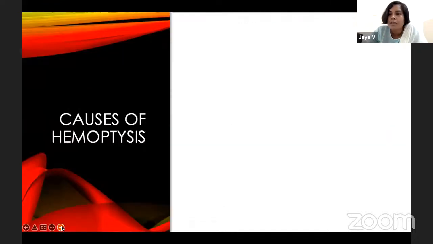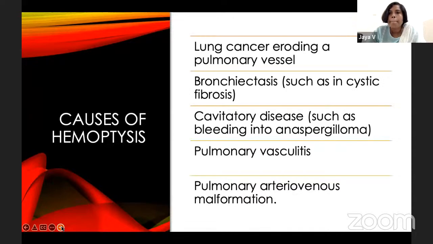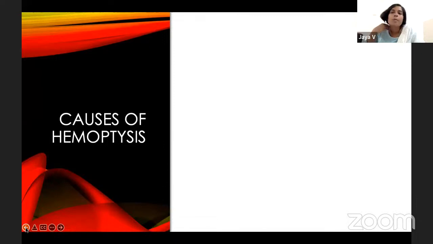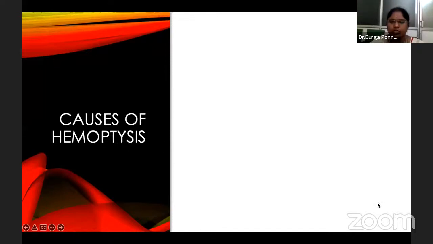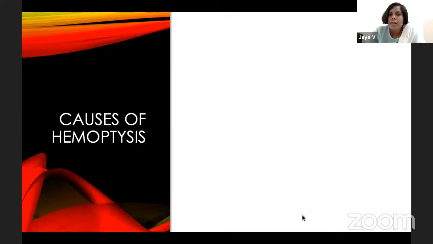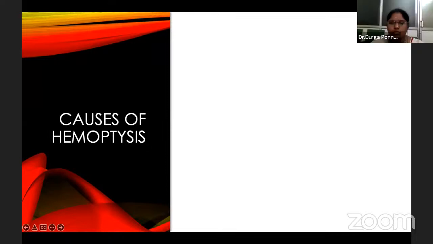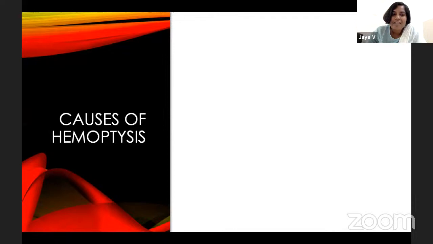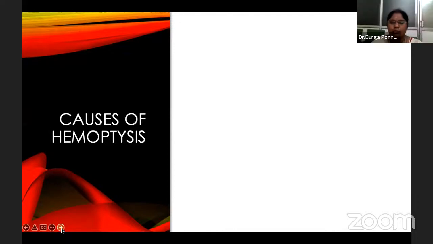Correct. So what are the causes of hemoptysis? Causes of hemoptysis include lung cancer, pulmonary AV fistula, cavitary lesion, suppurative lung diseases. Serious causes are acute left ventricular failure, aortic aneurysm rupture. Most common cause? Mitral stenosis, severe pulmonary hypertension.